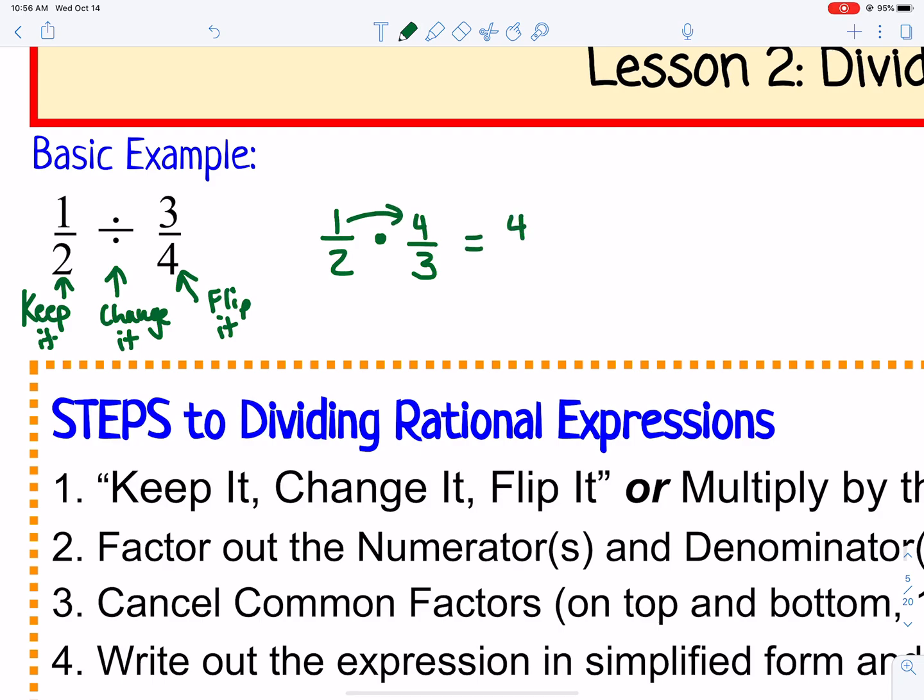So 1 times 4 is 4, and multiply across the bottom, and 2 times 3 would be 6. Then we can always just reduce fractions when we can. So 4 and 6 both divide evenly by 2. So we would end up with 2/3.